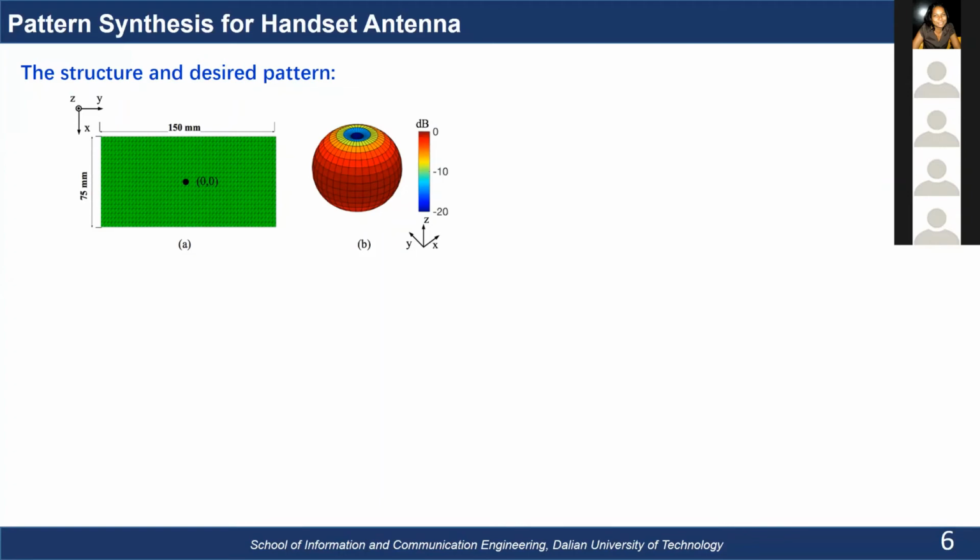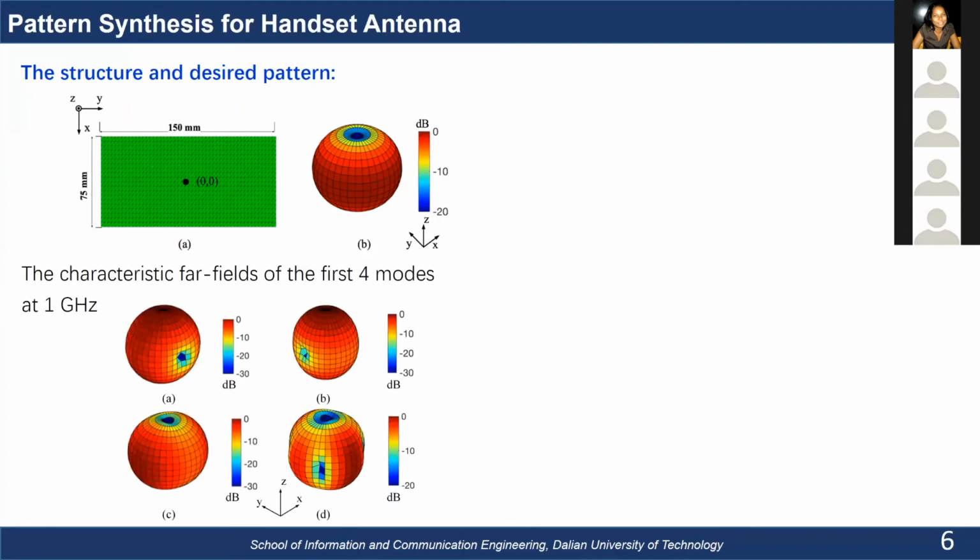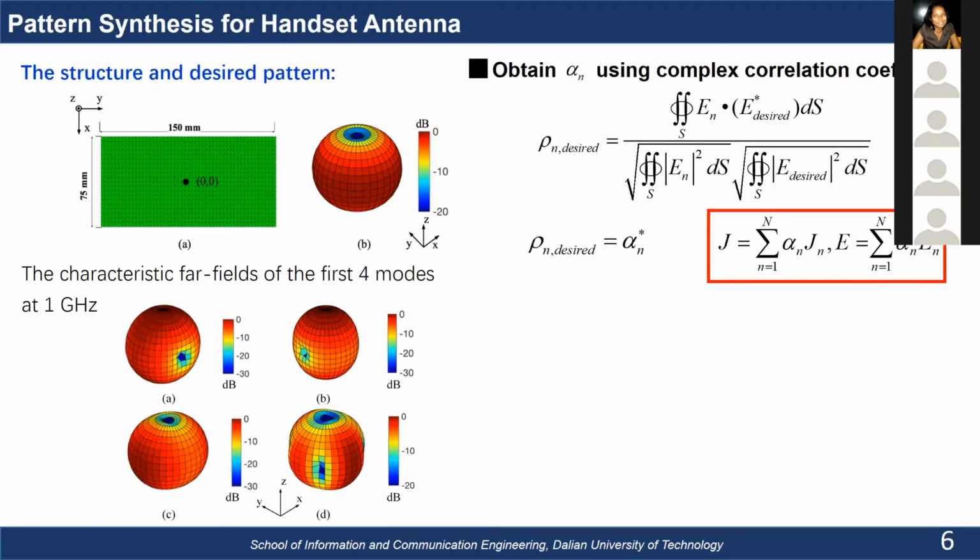So we have the structure and we now have a desired pattern. What shall we do? The first step is that we calculate the characteristic far field of the first four modes, which are important modes at the frequency of 1 gigahertz. Those are the radiation patterns of those four modes. And then we calculate the weighting coefficients of those four modes to achieve the desired pattern.